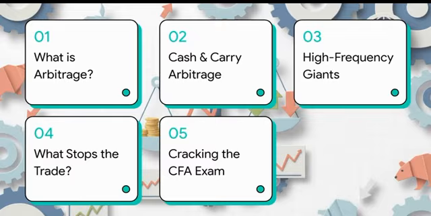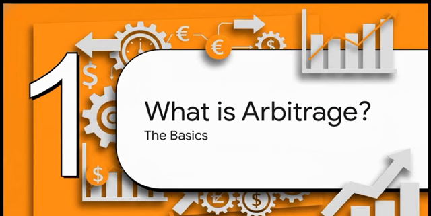So, here's our quick roadmap for this explainer. 1. What is arbitrage? 2. Cash, carry, and currency. 3. The high-frequency giants. 4. What stops the trade? And finally, number 5, cracking the CFA exam. Let's get into it.